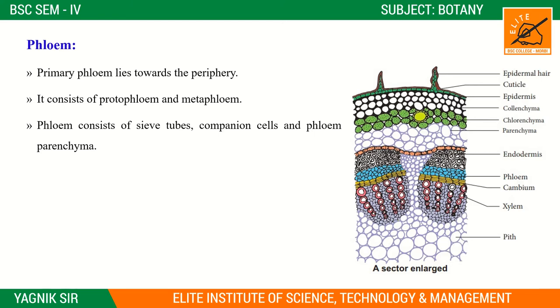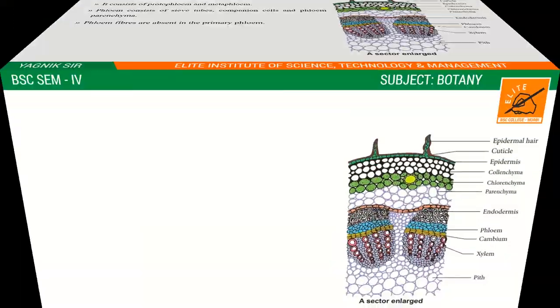Phloem consists of sieve tubes, companion cells and phloem parenchyma. Here phloem fibers are absolutely absent in the primary phloem, but after this growth, that means the secondary growth, there are phloem fibers, right?